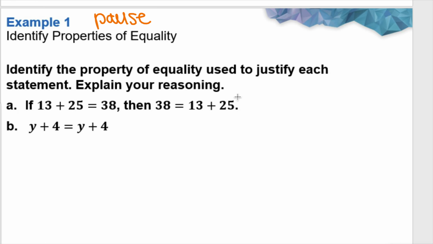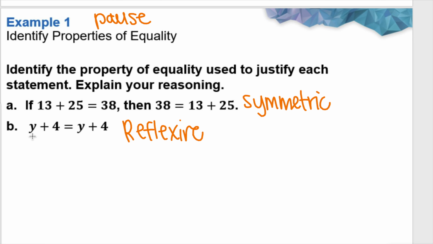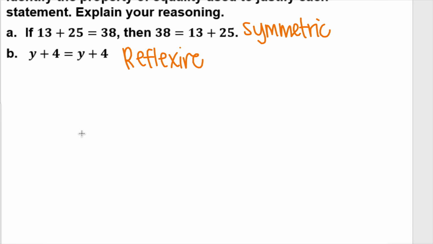So letter A is going to be an example of the symmetric property, because we're seeing that mirror image happening. If 13 plus 25 is 38, then 38 is equal to 13 plus 25. However, letter B, that's going to show the reflexive because nothing changed. It's literally copy-paste, okay? Y plus 4 is Y plus 4.